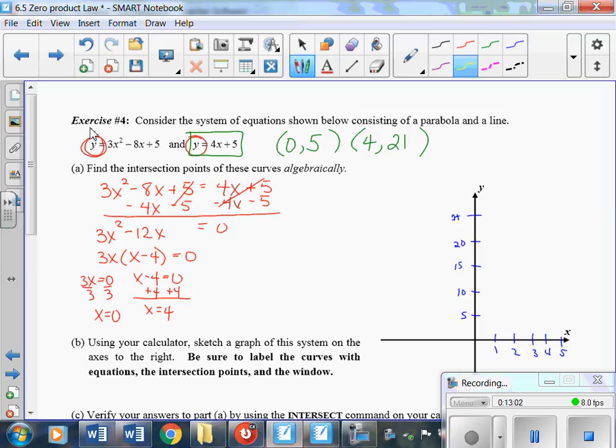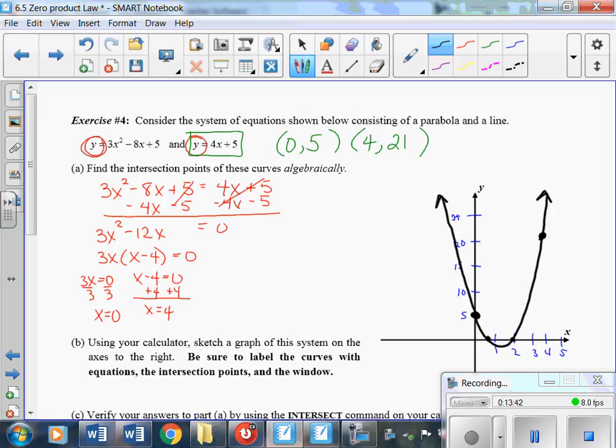So we know that 0, 5 is one intersection point, so that's right here. We know the other intersection point is 4, 21. So 4, 21 would probably be right around here. Now, using my calculator, I'd be able to look and see kind of where my x-intercepts are. And actually, I think they come out to be something like this. So I think this parabola is going to look something like, and again, you're sketching it, something like that.